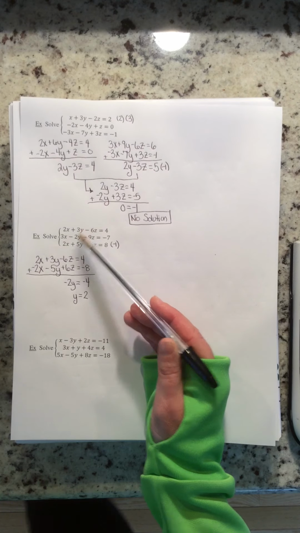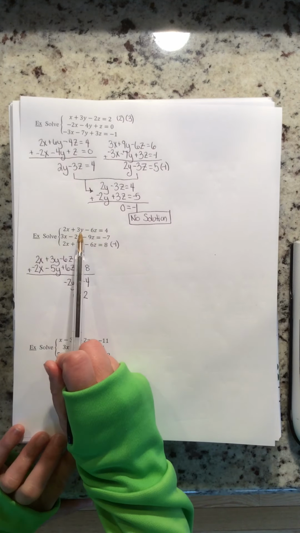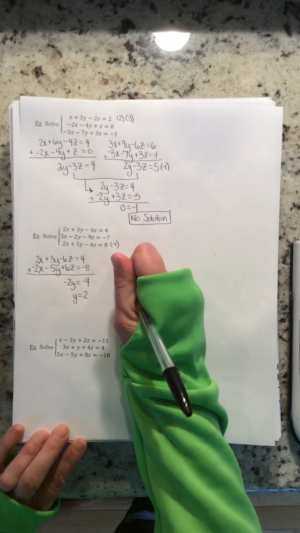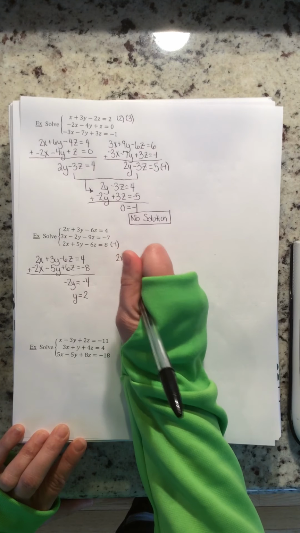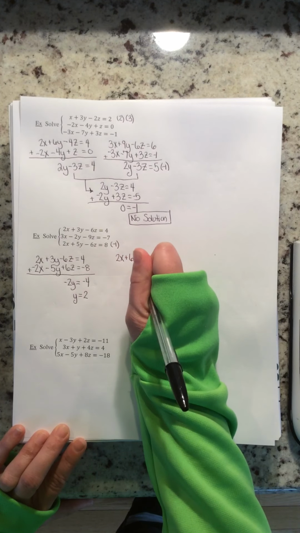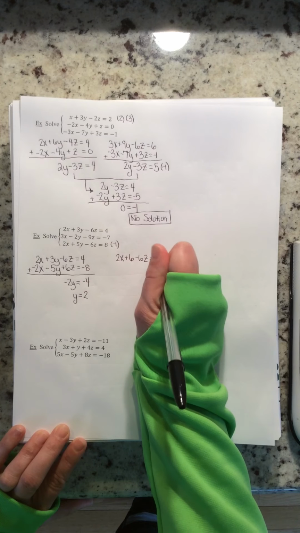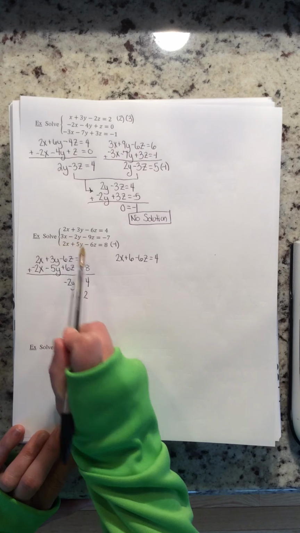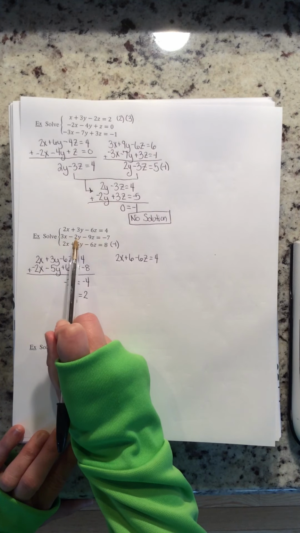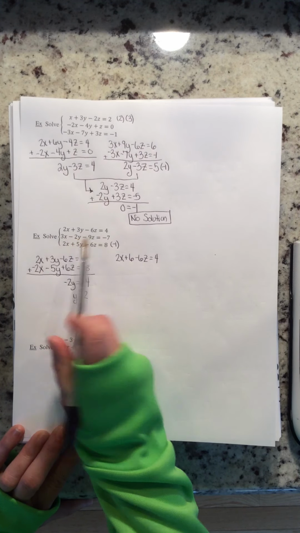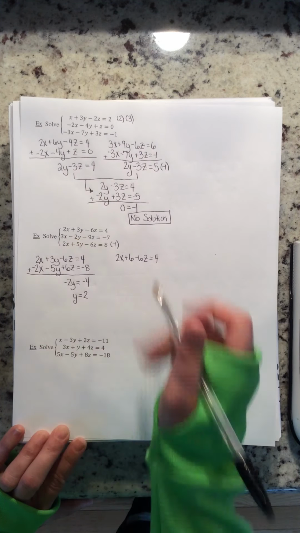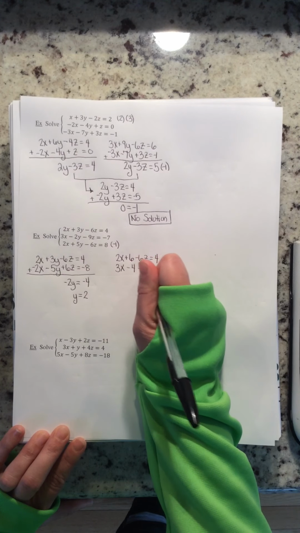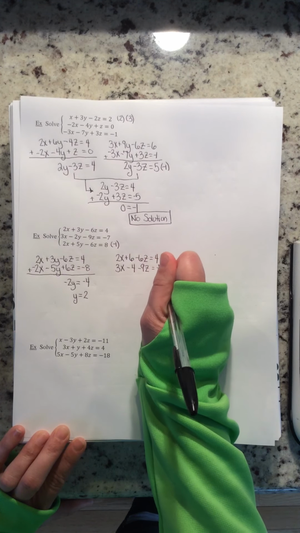In fact, in the first equation, if we replace y with 2, that 3 times 2 gives me a 6 right here. So the first equation would read 2x plus 6 minus 6z equals 4. Then, if we look at the second equation and also replace y with 2, 2 times 2 is 4 in the middle there. So that would say 3x minus 4 minus 9z is equal to negative 7.